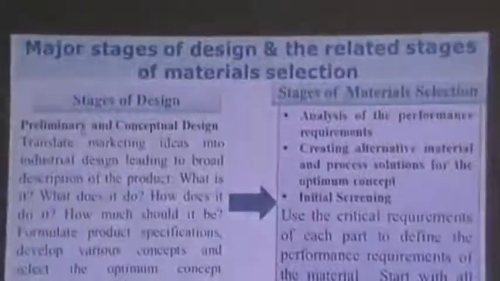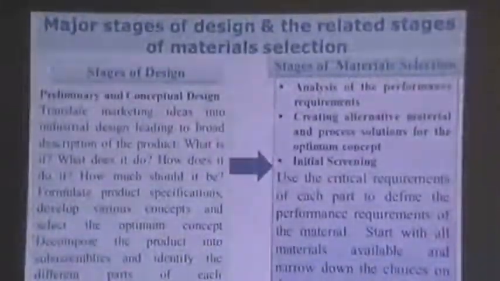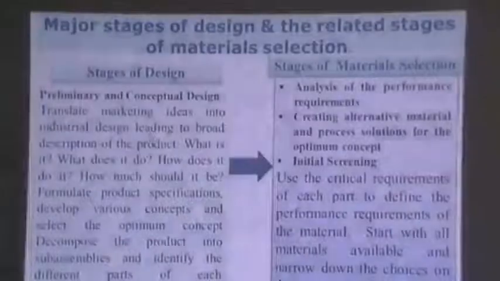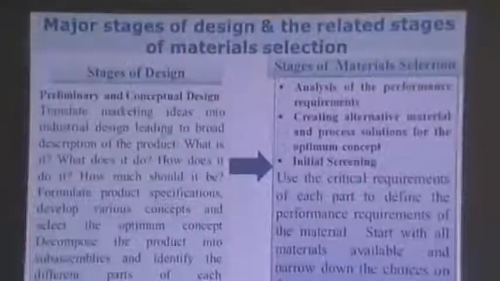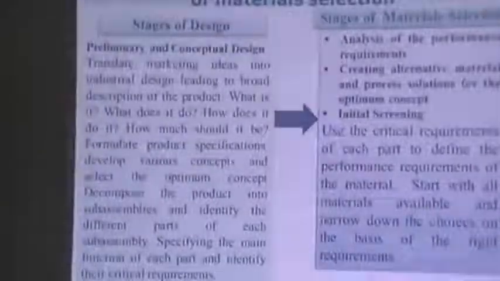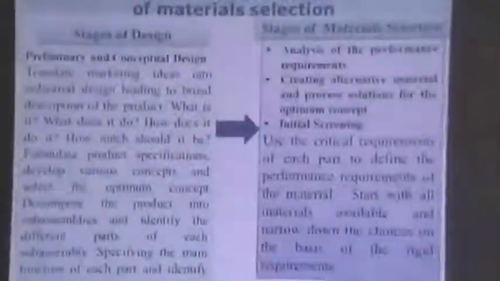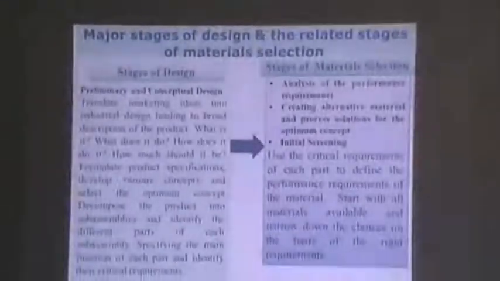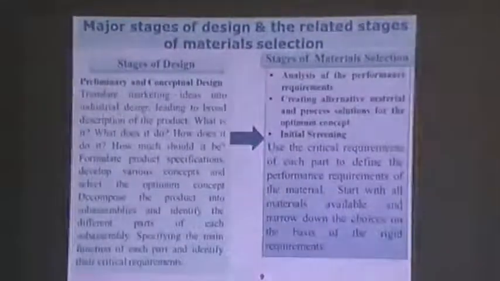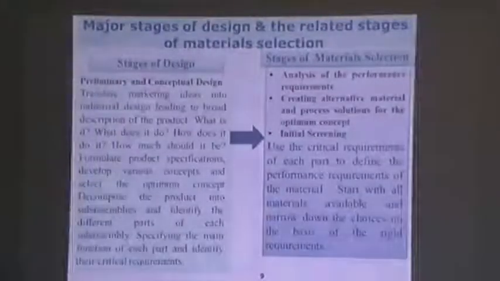Okay, in preliminary and conceptual design, we translate the marketing ideas or needs into industrial design, leading to a broad description of the product, which has the concept generation and selection of the suitable concept. In this stage, we need to answer some questions like, what is it? What is the product? What does it do? How does it do it? How much should it be? Formulate product specifications, develop various concepts, and select the optimum concept.